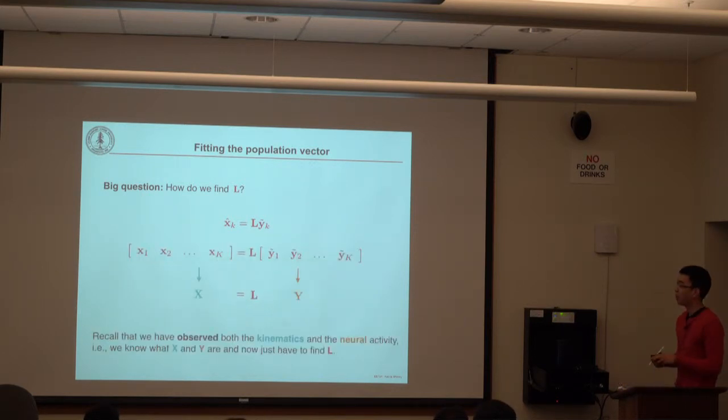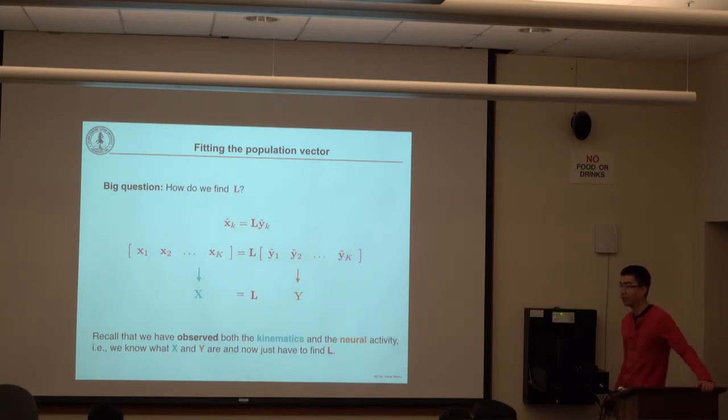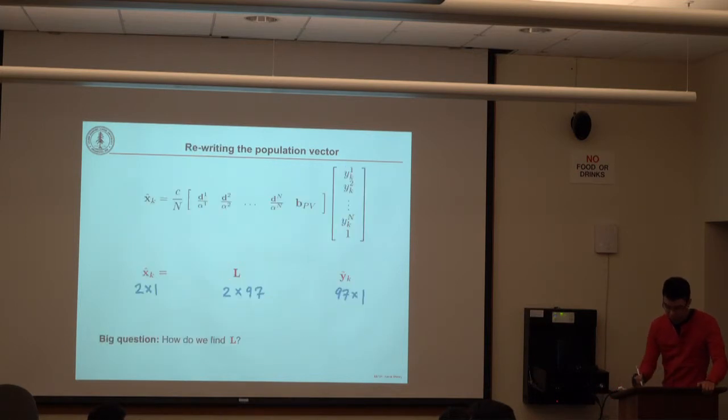All right, so what I can do is I can just consolidate all of the kinematics, the velocities that we have observed across all time, call it x1, x2, all the way up to xk. Yes? So just going back to that. Does this have anything to do with the rank of the matrix at all?